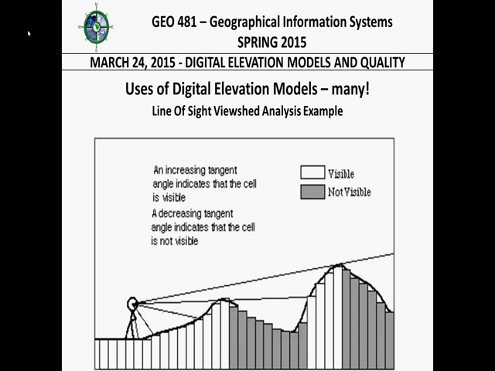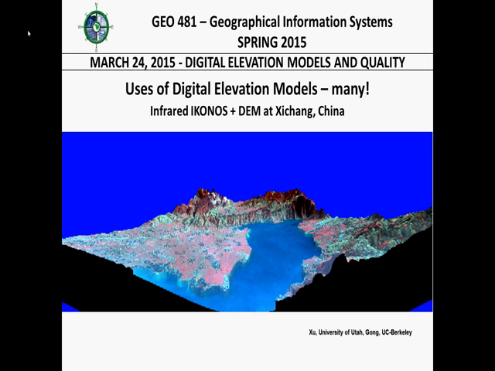Here's another example I put up there, a digital elevation model overlaid with an actual air photo to create a very realistic surface of this mountain in China. And it's a digital elevation model of the terrain in China, and an infrared Ikonos satellite image. We talked about satellite remote sensing before the break. Those two things combined give us a really cool, really realistic view of this particular location.